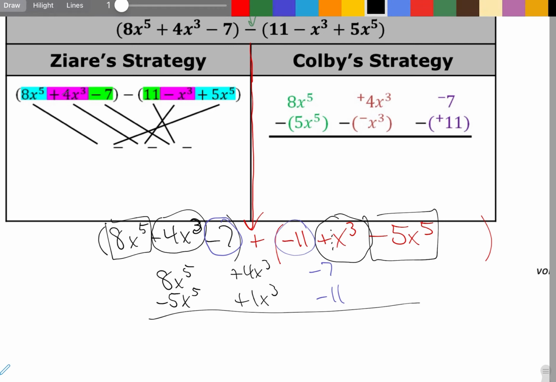And here we go. 8 minus 5 is 3. 4 plus 1 is 5. And negative 7 minus 11. That says negative 7 minus 11. That's negative 18. Don't believe me? Get a calculator. All right, so this is how you do your subtraction problems.